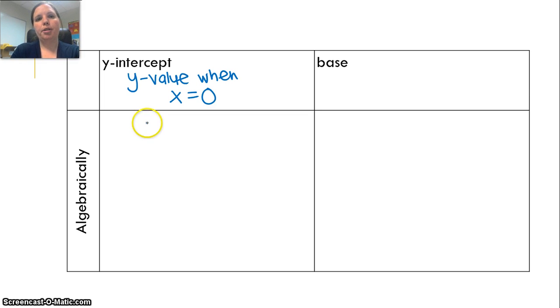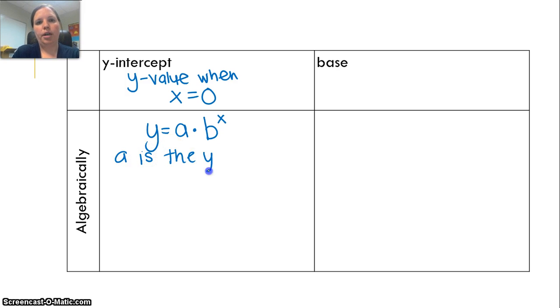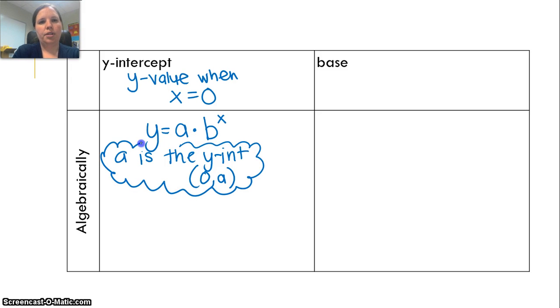When we talk about your exponential function, your y equals a times b to the x power, the y-intercept comes from what you saw hopefully in the Gizmo, is that the y-intercept is coming from the a value. So a is the y-intercept. So it's (0, a). I'm just going to set that out because that's the most important piece here. So why is the y-intercept always (0, a)? Why is it that a value?